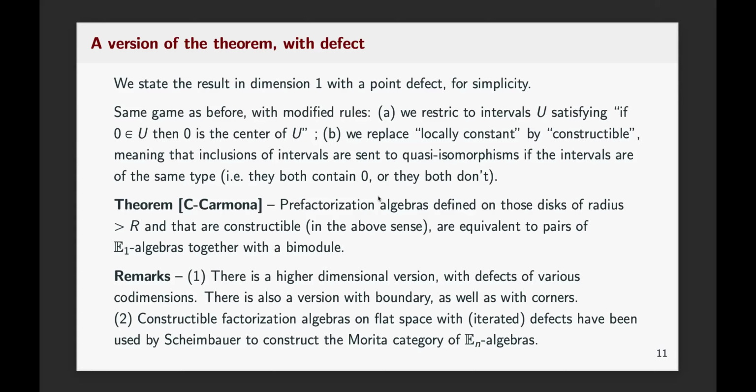And we are going to enforce the local constantness condition if and only if an inclusion of intervals of the same type. Okay, so instead of local constantness, I'd rather call it the constructible condition here. And so the theorem is essentially the same. If you have a locally constructible prefactorization algebra for this type of open intervals, the result says that this data is the same as the data of 2 E1 algebras and a bimodule between them.